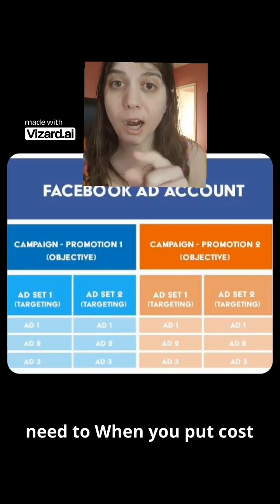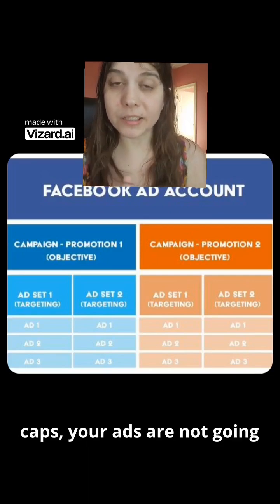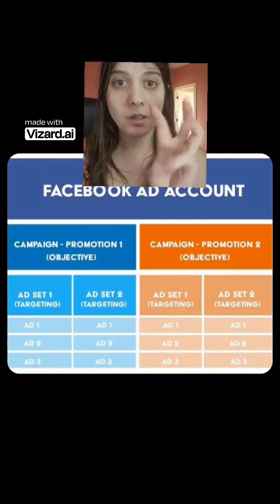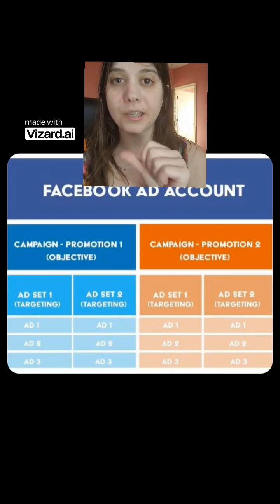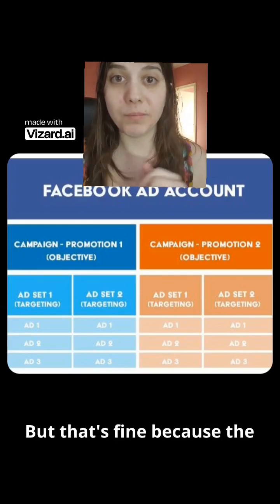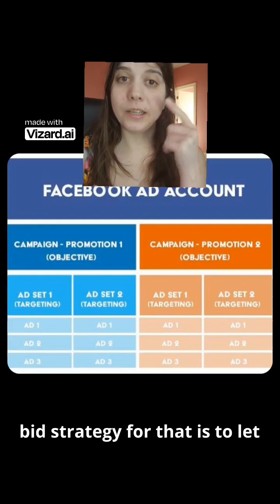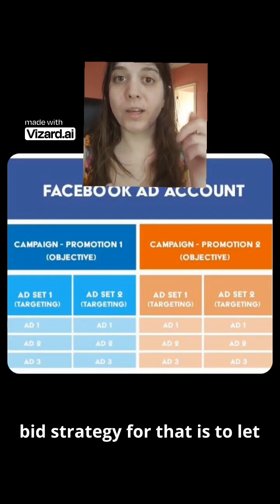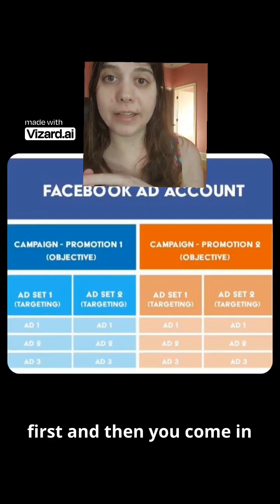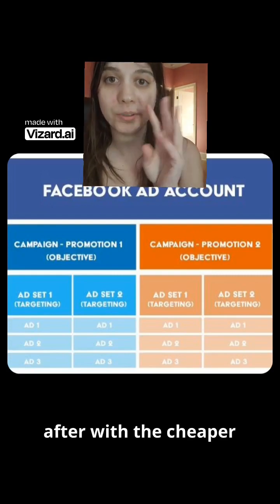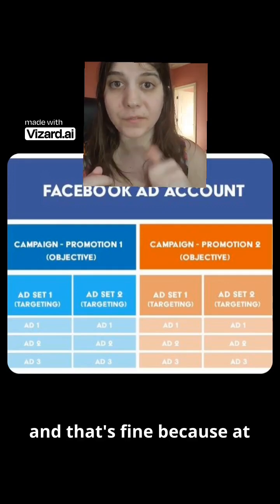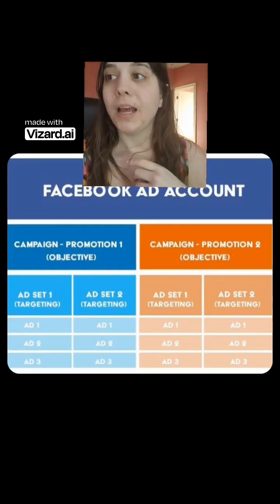When you put cost caps, your ads are not going to run as fast. It gives you a little warning, because other people are going to get their ads shown first. But that's fine, because the bid strategy for that is to let them run up their ad budget first, and then you come in after with the cheaper keywords. And that's fine, because at the end of the day, they want your money.